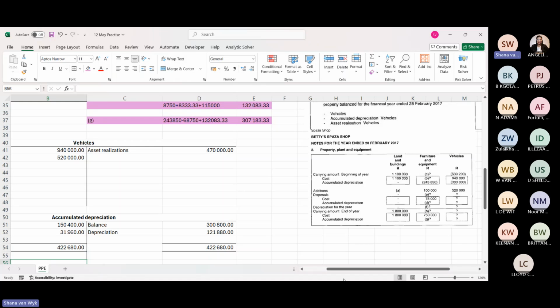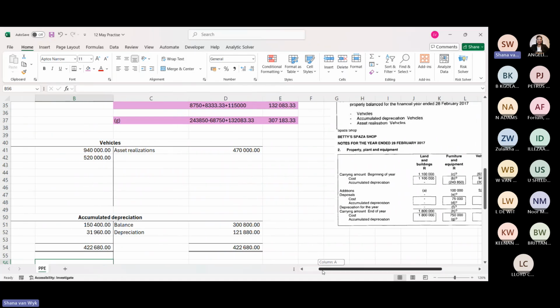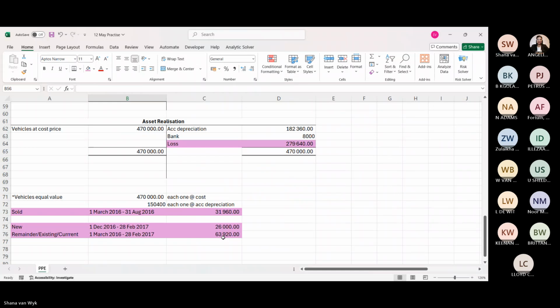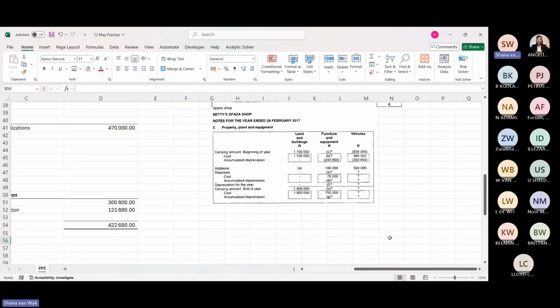I can get the cost quickly. I can get the cost. So then I know. So I know my cost is 990,000, and then my depreciation is gonna be.